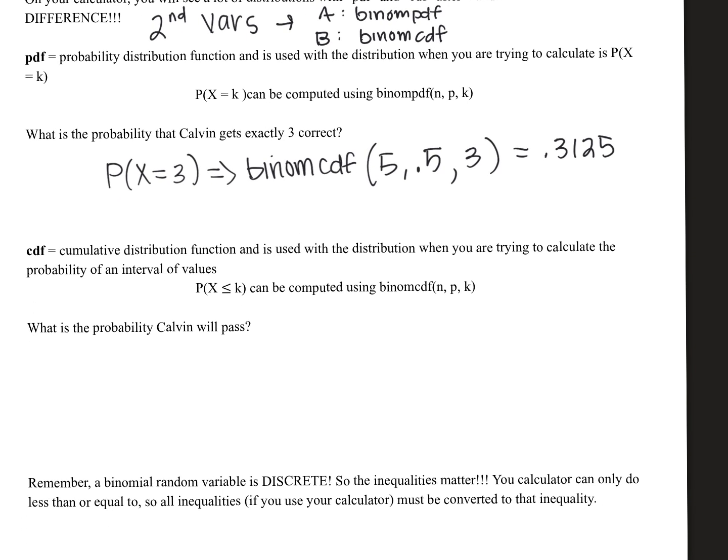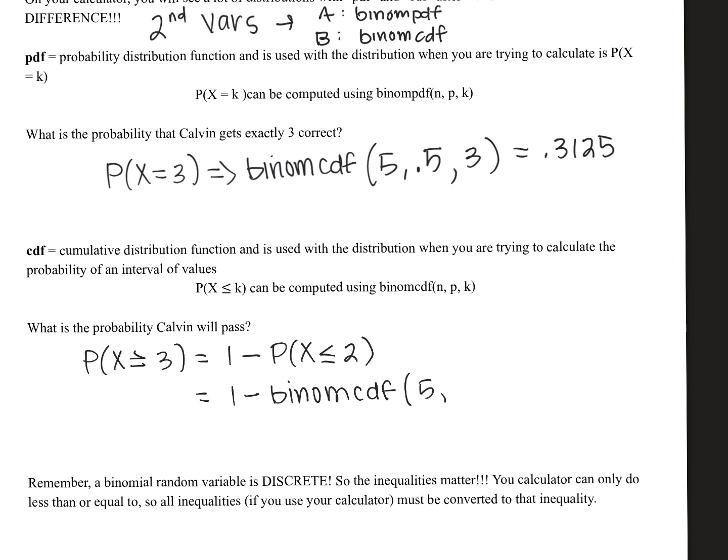Okay. Then there's also cumulative distributions, and it's used when the distribution you're trying to locate has an interval of values. So specifically, probability of x less than or equal to k. So if we want the probability Calvin will pass, which is the probability that x is greater than or equal to 3, we would do 1 minus the probability x is less than or equal to 2, because they both have to add to 1. So it's going to be 1 minus binomial CDF, and then 5, 0.5, 2. And we get 0.5.